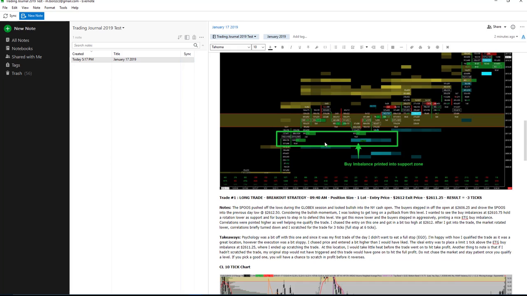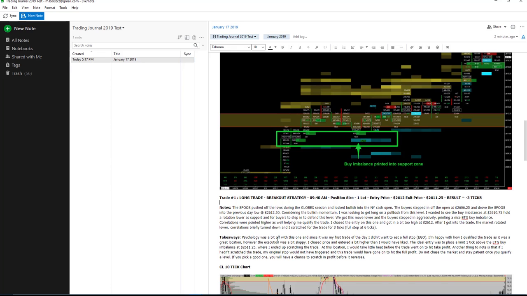In this case, what happened was I was looking to take a trade long on a retest of this level. I was looking for a buy imbalance to come in and to set a limit back around that level. Unfortunately for me, I chased that entry and I bought up a little bit too high and scratched the trade for 3 ticks before it ended up going into profit. So in the takeaways, I wrote to myself that the psychology was a bit off with this trade, and since it was my first trade of the day, I didn't want to eat the full stop. I was happy with how I qualified it as it was in a great location, but the execution was sloppy.